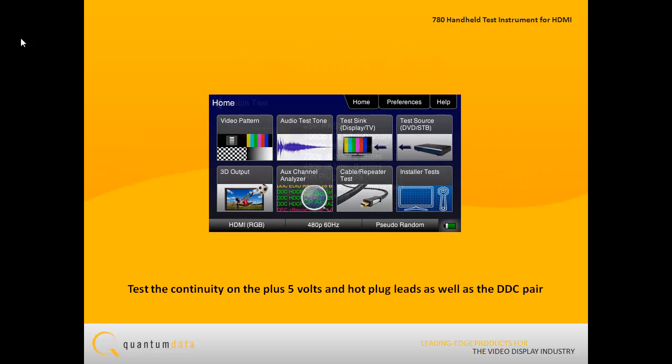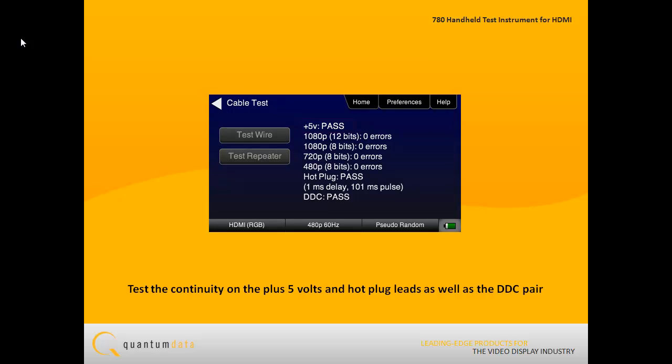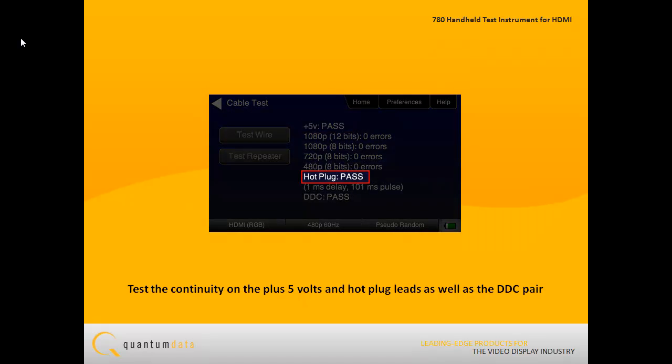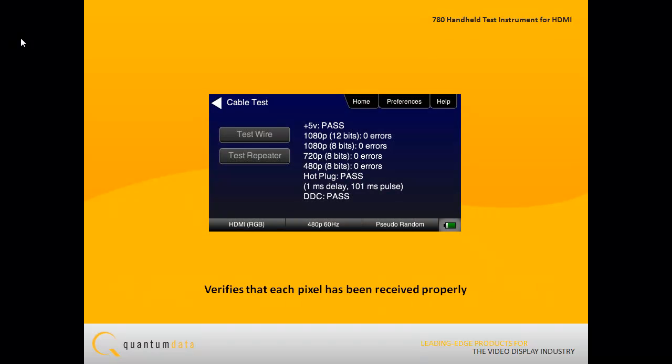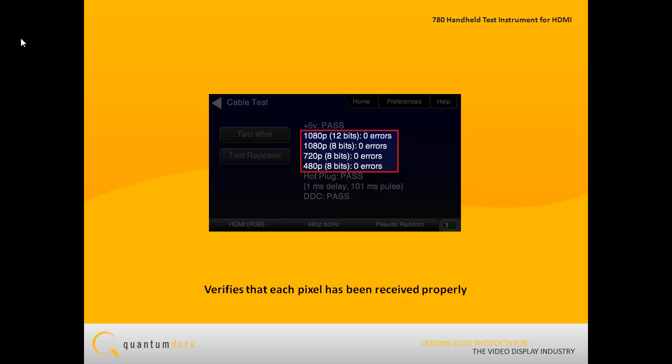The repeater test checks for the continuity on the plus 5 volt and hot plug leads as well as the DDC pair. It then runs a test at various resolutions and verifies that each pixel has been received properly. Multiple resolutions are tested to ensure that the equalization effects are proper across the entire set of standard resolutions.